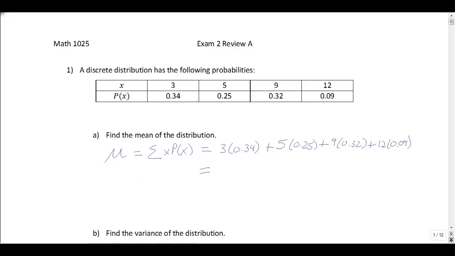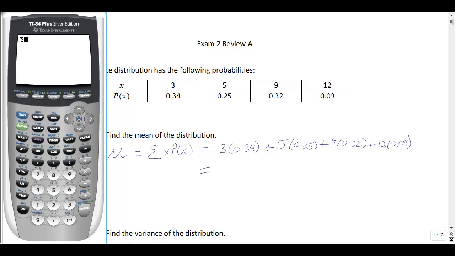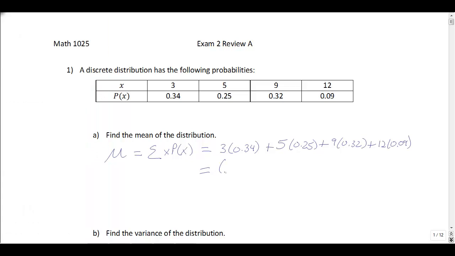And you're just going to calculate that, and I'm going to use my calculator to do that. So 3 times 0.34 plus 5 times 0.25 plus 9 times 0.32 plus 12 times 0.09, and this spits out an answer, 6.23. To check if that's reasonable, 6 is kind of in the middle of these values, and should be weighted a little bit lower because the 3 and 5 have a higher probability than the 9 and 12, so it seems plausible. Okay, so my answer is 6.23.